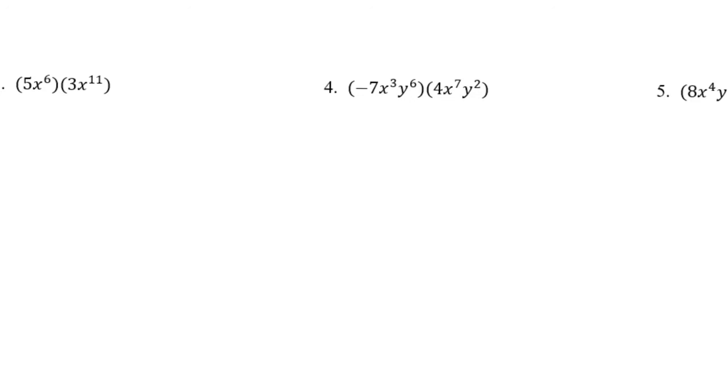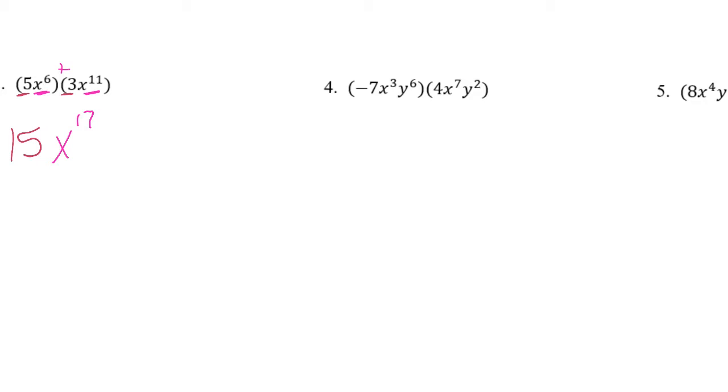So if we remember our exponent rules, this is just multiplying. So remember the first thing we do is we want to multiply our whole numbers. So 5 times 3 is 15. Then we have 6 x's here and 11 x's here. So we're going to add that. 6 plus 11 is going to be x to the 17th.